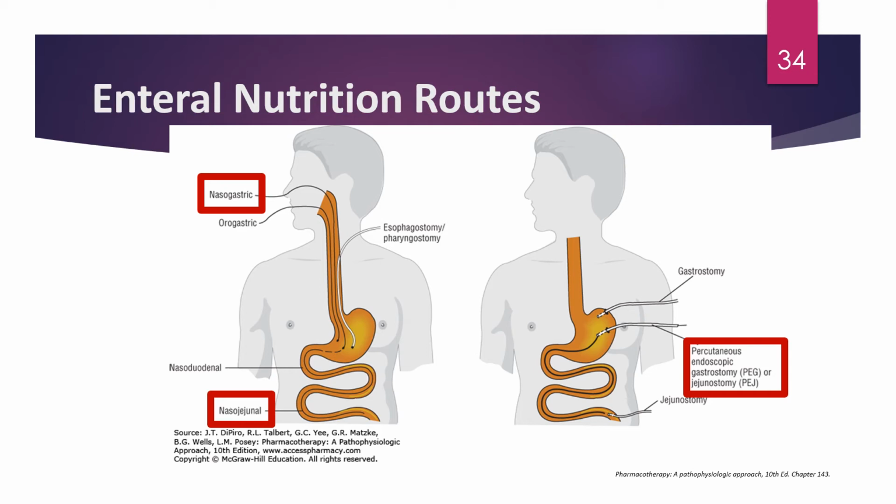These are not first line, and that is the main point I want you to know from this slide: usually we go nasogastric first, or orogastric sometimes. But percutaneous endoscopic gastrostomy is usually a second to third line option for our patients that need tube feeding.